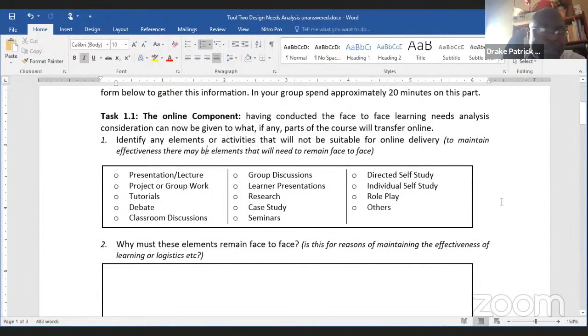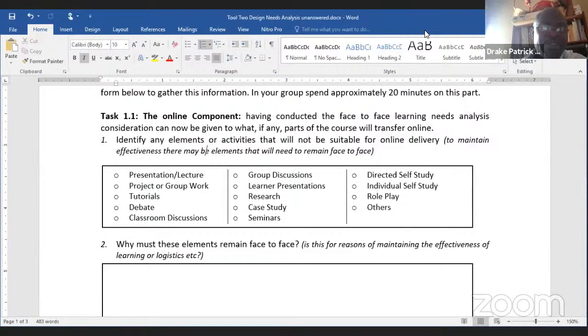Okay, so the very first thing, colleagues, we need to do, we know that any course that we are currently teaching involves a number of activities, as we identified much earlier. So question number 1 is that we need to identify which elements of that course delivery are not suitable for online.